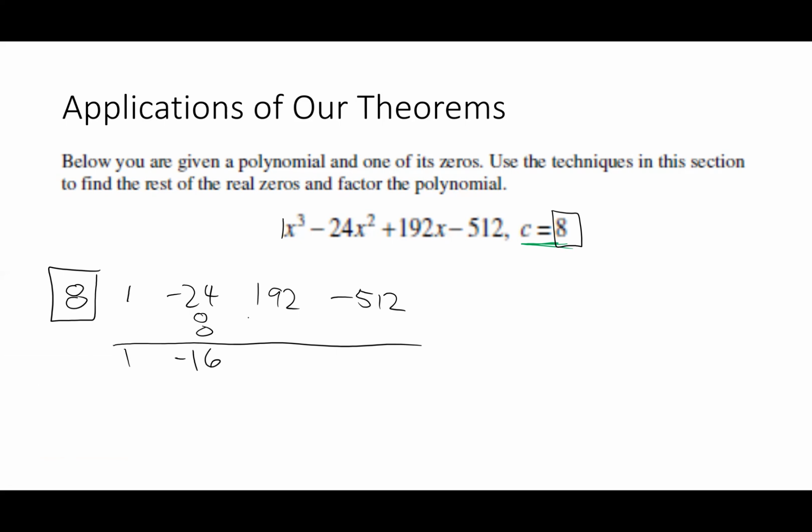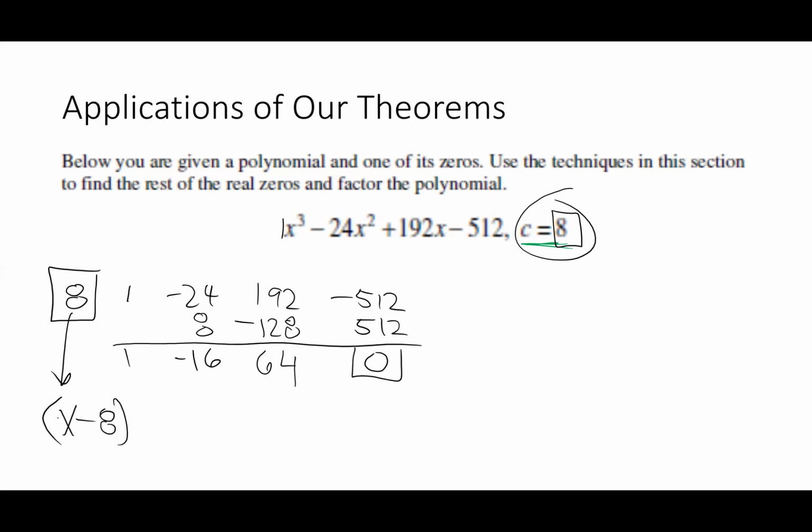Times 8 is going to be negative 128. All right, so then I end up with 64. 64 times 8 is 512. It's going to be a remainder of 0, thank heavens, because that's what they told us it was, so that's good news. So now I know one of my factors is going to be x minus 8, because 8 is a 0. And now I have 1x squared minus 16x plus 64.